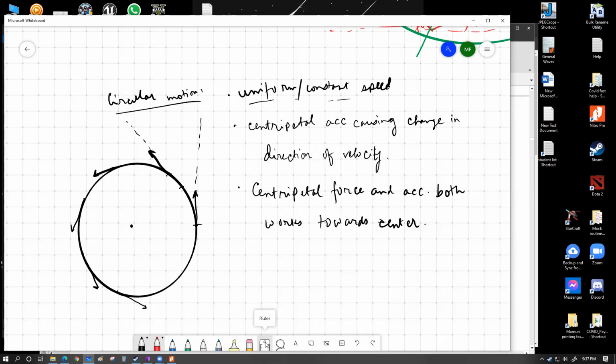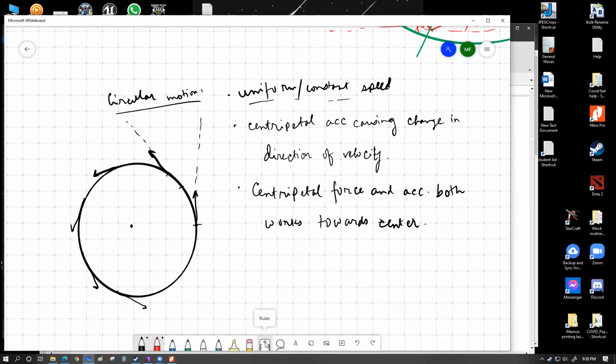For the example that I was giving, that string-attached stone being rotated above our head, in that case, the pull of the string, the tension of the string, is causing the centripetal force. So the source from which that circular-motion-causing force is available can be different. But in general, any force that causes an object to go in circular motion, we call it centripetal force, and it always works towards the center, but the instantaneous velocity works tangent to the circle.